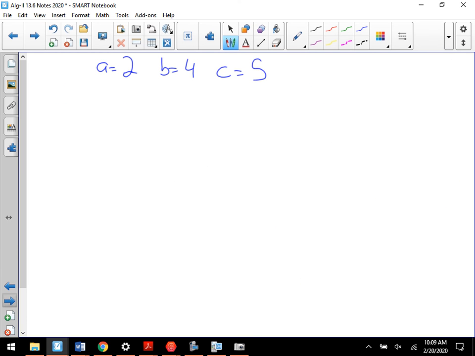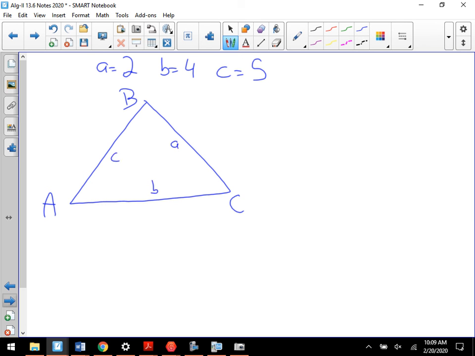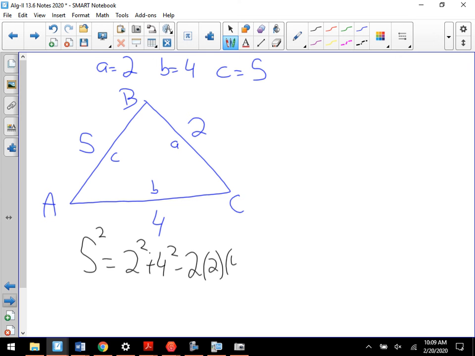All right, one more real fast setup. Again, same idea. So let's see, little a is 2, little b is 4, little c is 5. What do you have to find first? Angle C. Okay? It's forcing you to find angle C first. So you just write it out. c squared is a squared plus b squared minus 2 times a times b times cosine C.